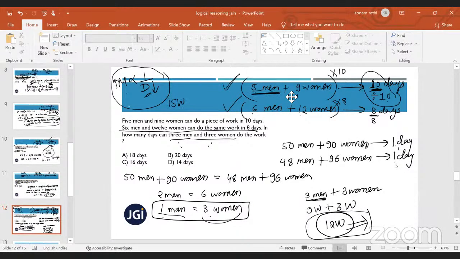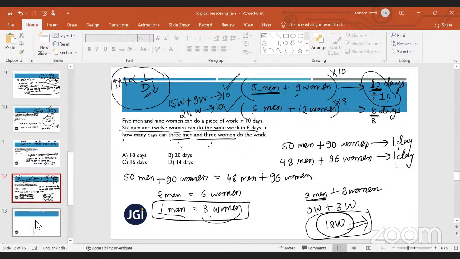15 women plus 9 women is 10 days. So 15 plus 9 is how much? 24 women, 10 days. So now my new question, wait, I'll write it on the next page. Okay. So now the question becomes 24 women, 10 days. So 12 women, how many days? That's it. The question we have reduced.